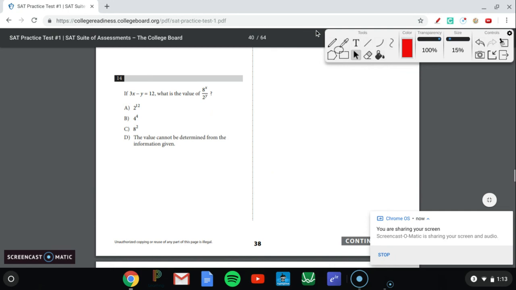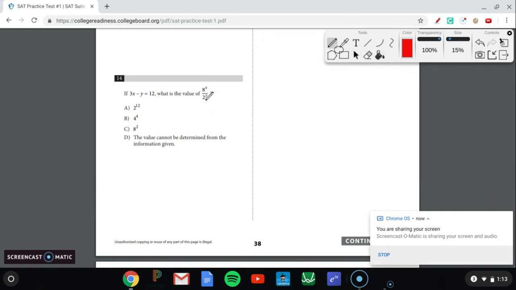All right, let's move on to question 14. Question 14 is similar to the first question we just did. If 3x minus y equals 12, what is the value of 8x over 2y? Again, I'm going to tell you, easiest thing to do, choose two numbers, see what works. Now, I would love to use a 0, because using a 0 usually makes the math easier. So let's say y was 0. If y was 0, that means x is going to equal 4, right? Because 4 times 3 is 12, minus 0 is still 12. So x is 4, y is 0.